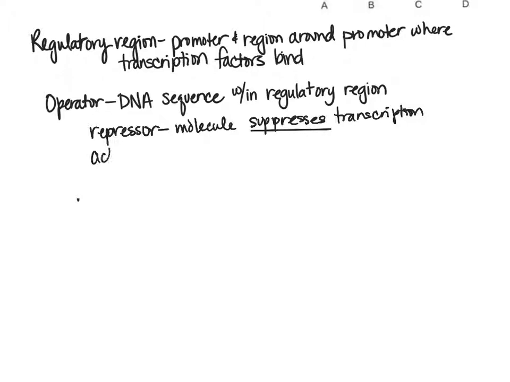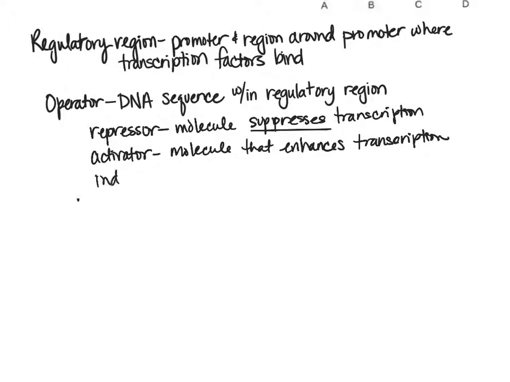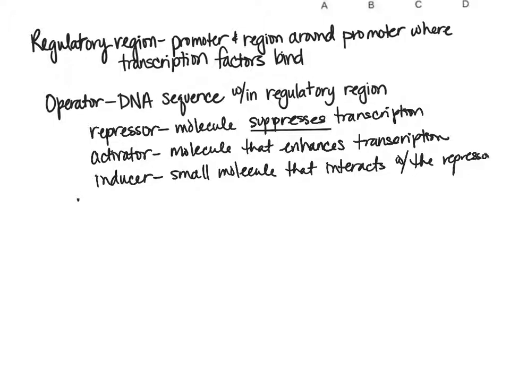Then we also have something called an activator. This is a molecule that enhances transcription. And then we have something called the inducer. And the inducer is a small molecule, so smaller than the repressor or the activator. So a small molecule that interacts with the repressor or activator.